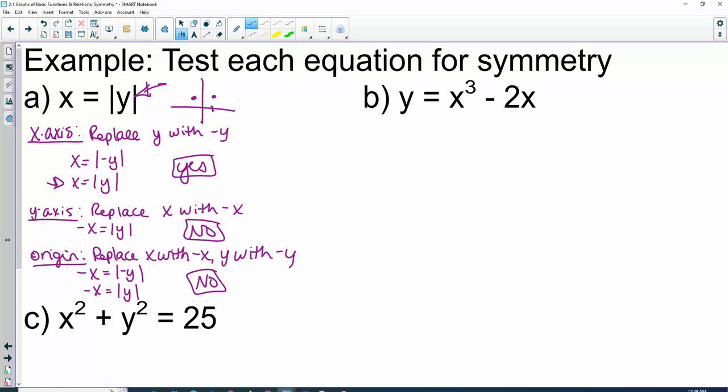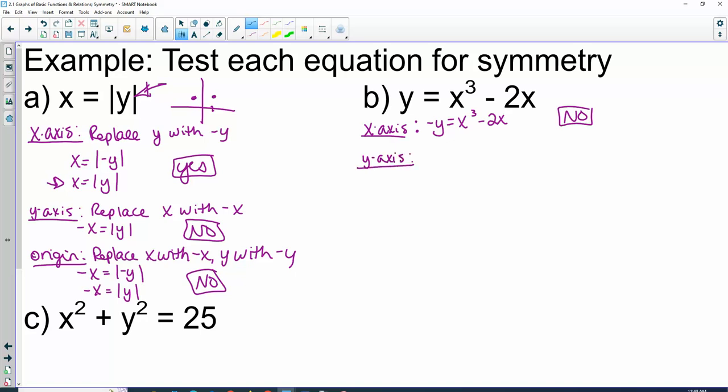Alright, so B. If I want to check the x-axis, what do we do? Replace the y with a negative. It's the opposite variable. Okay. Is that what I started with? No. Is there anything I can do to get rid of it? No. So this one is not symmetric to the x. If I drew the graph, it would not have that symmetry.